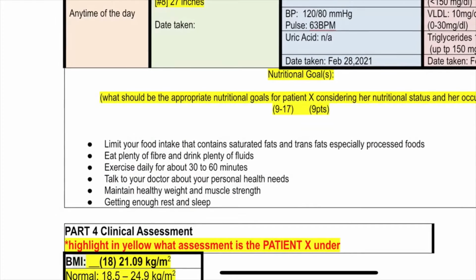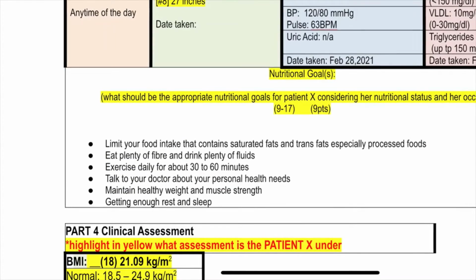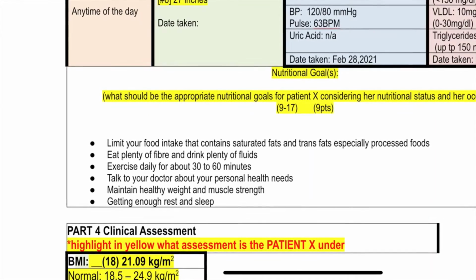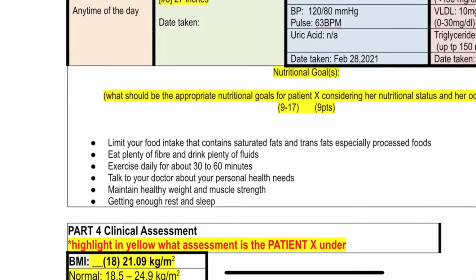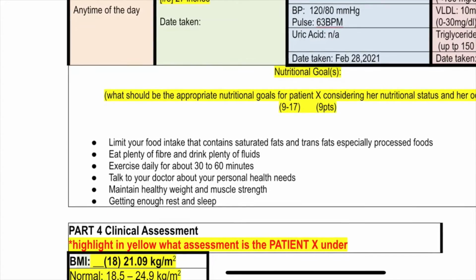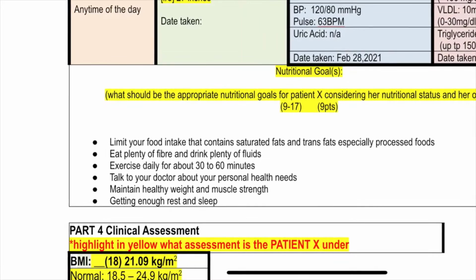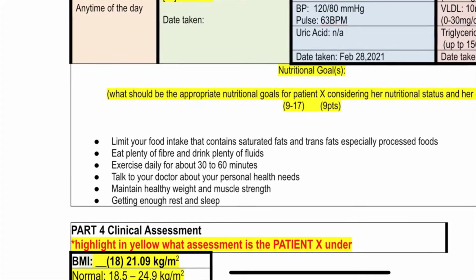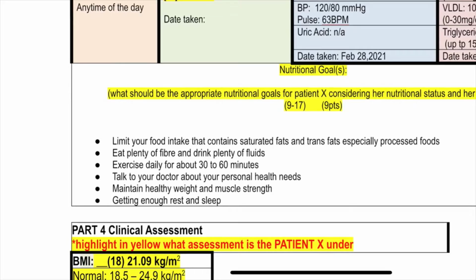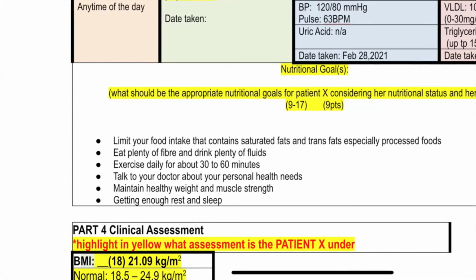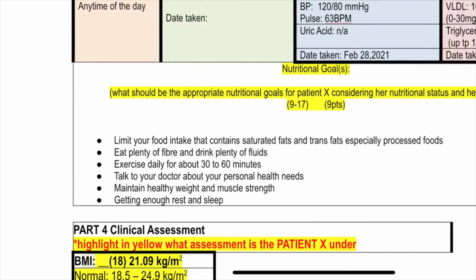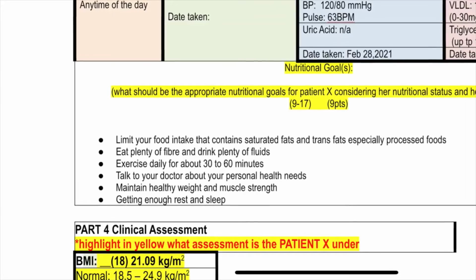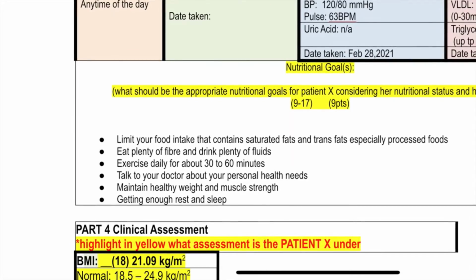So for her nutritional goal, she should limit her food intake that contains saturated fats and trans fats, especially processed foods. She needs to eat plenty of fiber and drink plenty of fluids since she has already come of age. Exercise daily for about 30 to 60 minutes. She needs to talk to her doctor about her personal health needs. And she needs to maintain a healthy weight and muscle strength, and she should get enough rest and sleep.